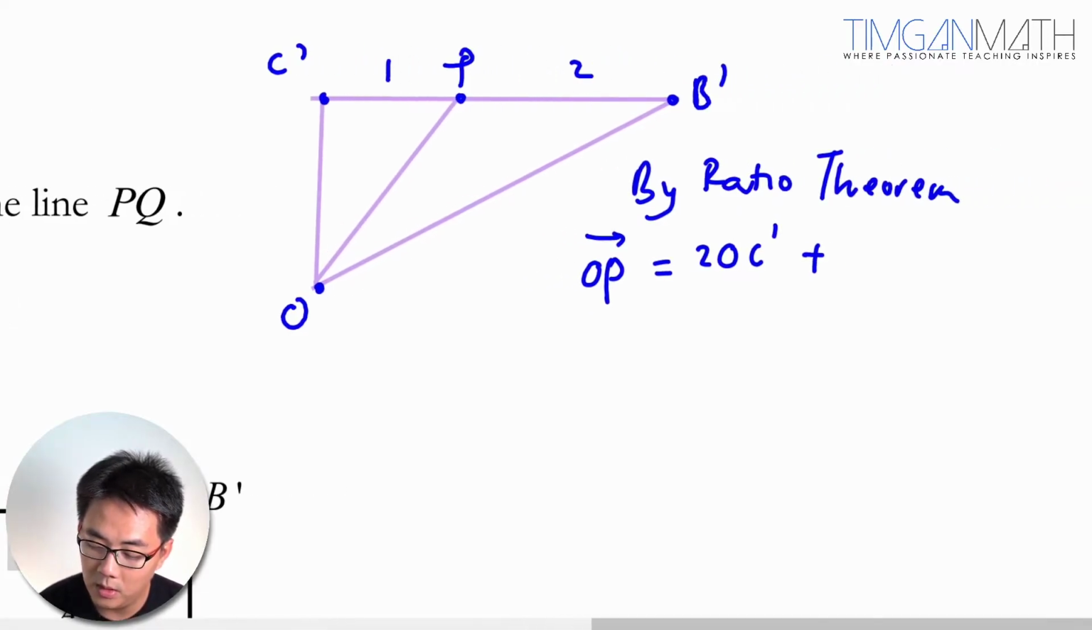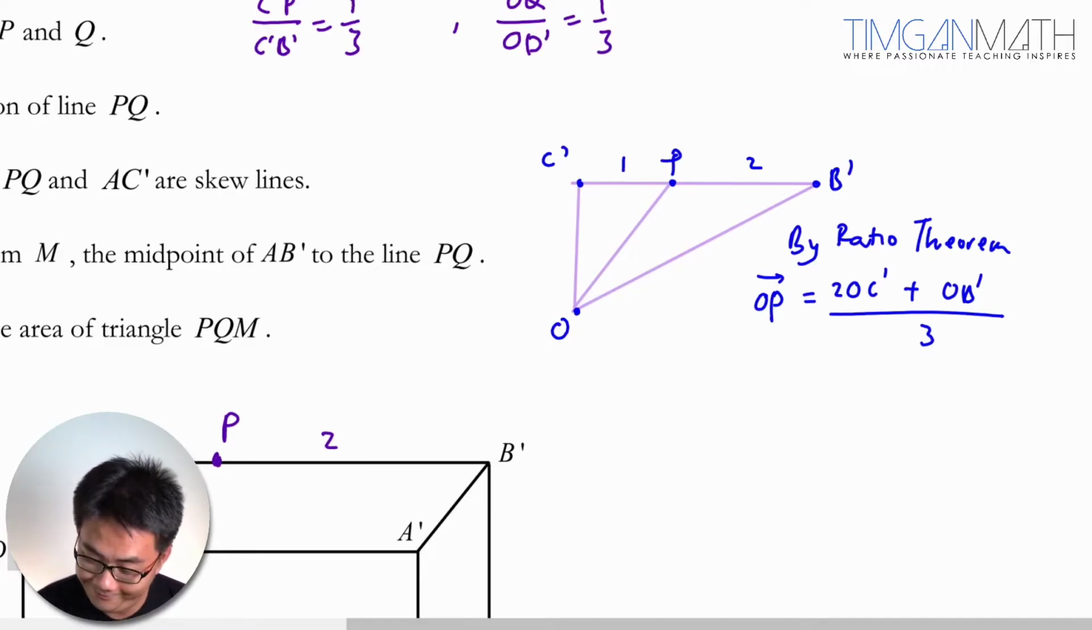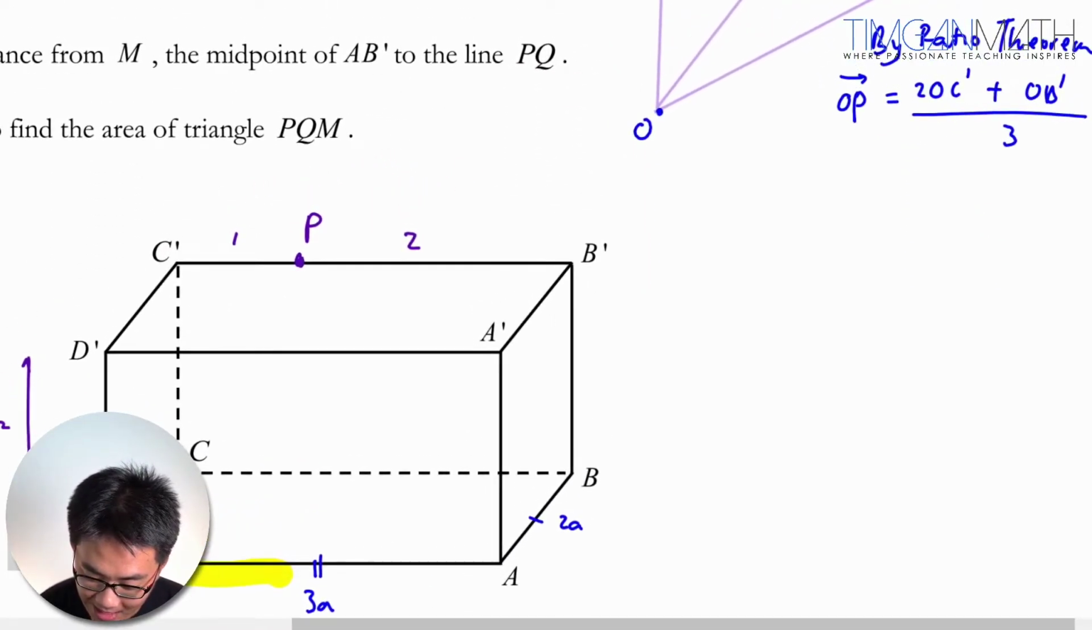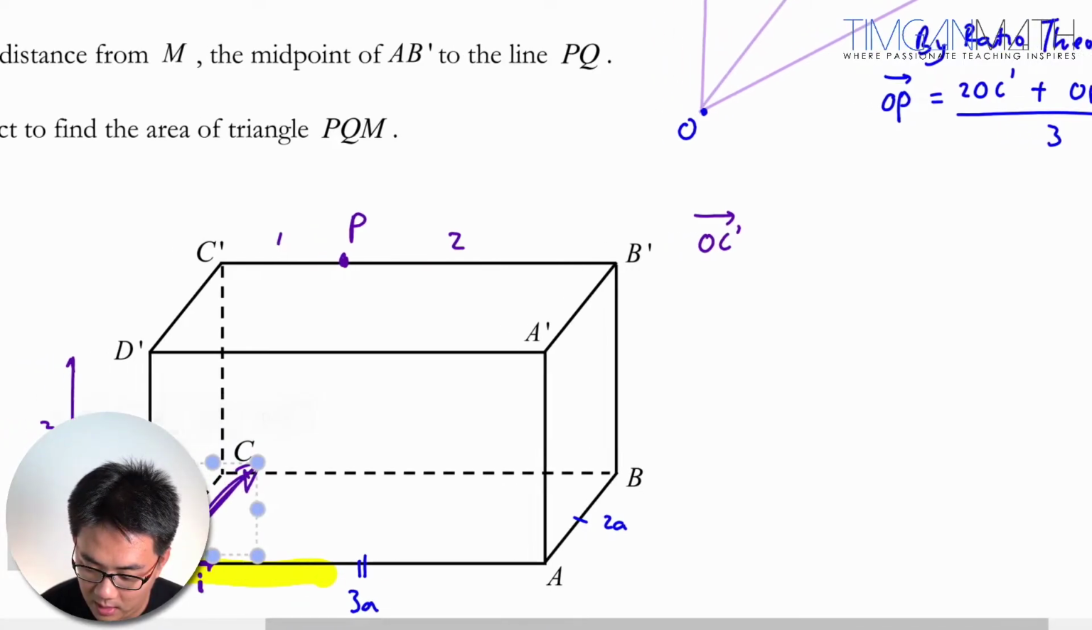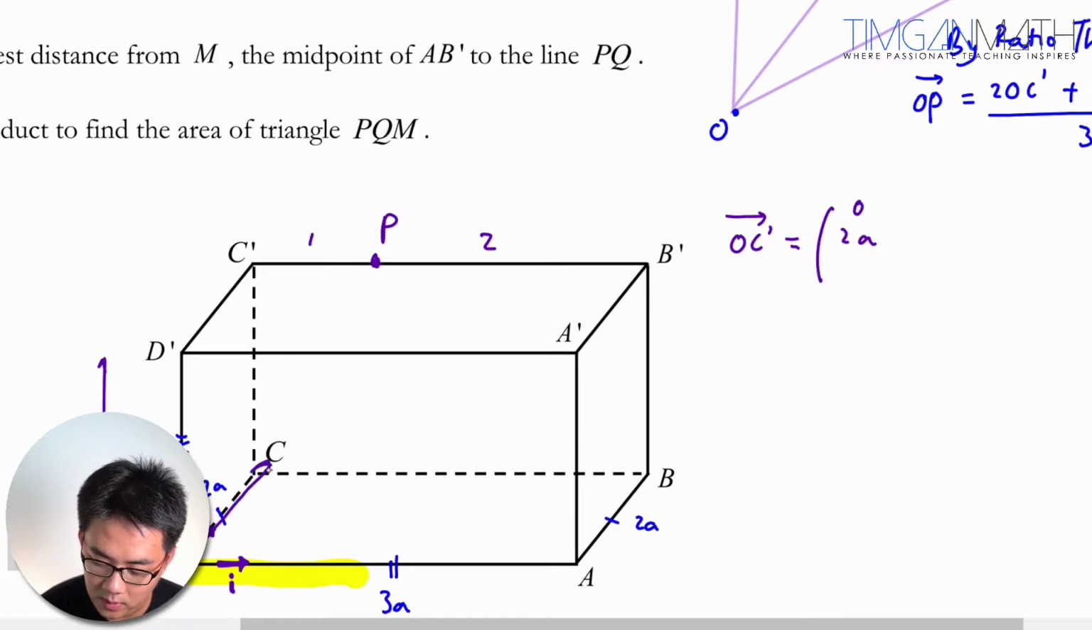Okay, by ratio theorem, OC prime times 2 OB prime over 3. Make sure you know how to read your coordinates properly. So you look at this OC prime. This is 3D coordinates. So OC prime will have 1 J here, this is 2A, and then 1A above. But it has no I, because it doesn't translate in the I direction. So this is just 0. J has a 2. So 0, 2, and A. Like that. That is OC prime.